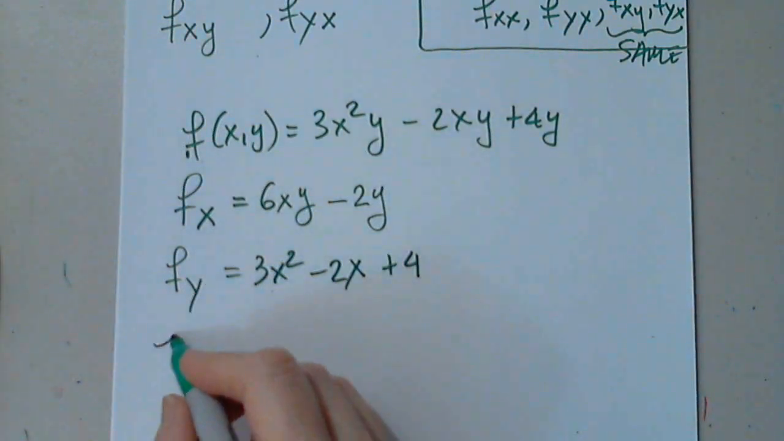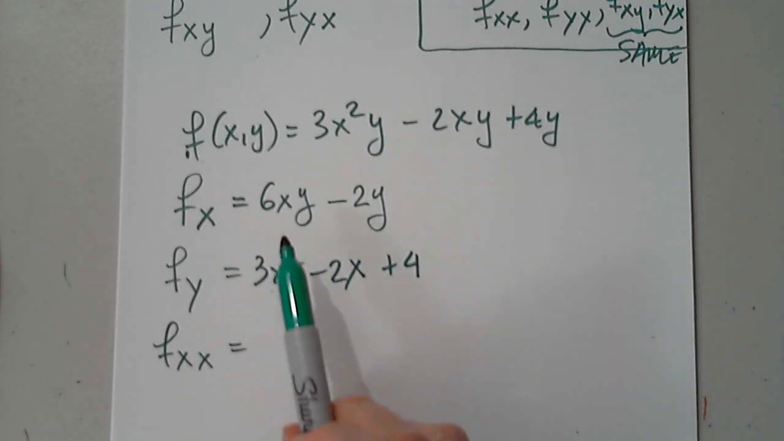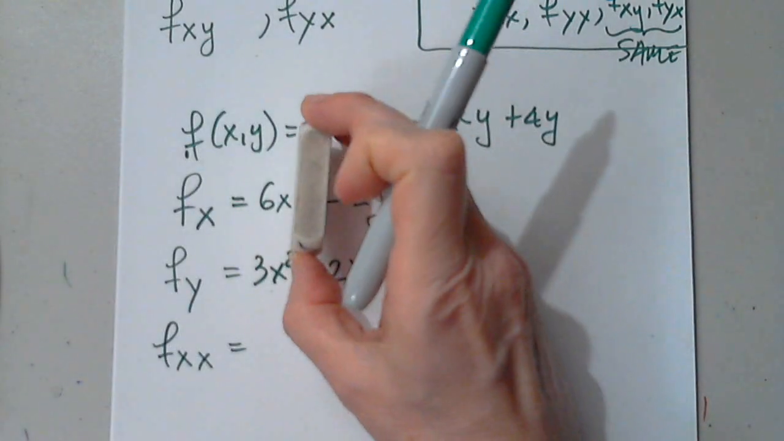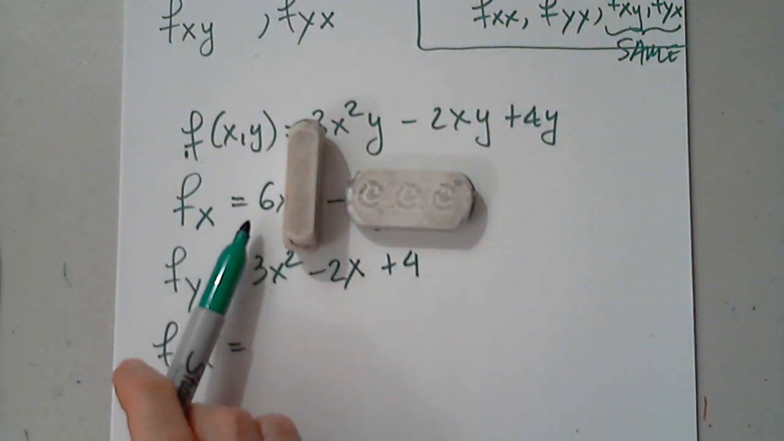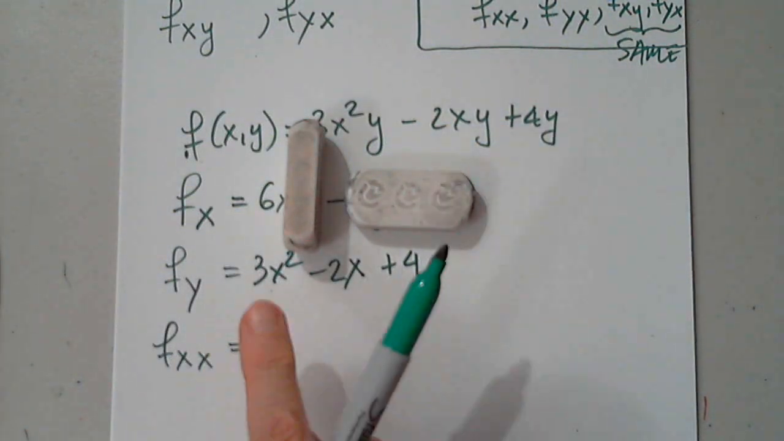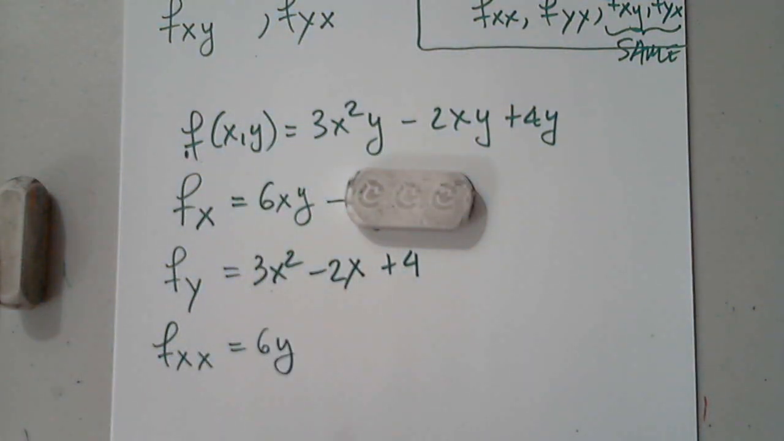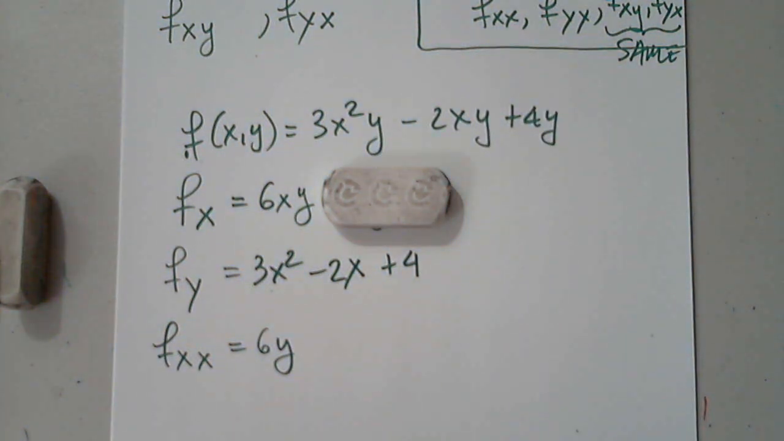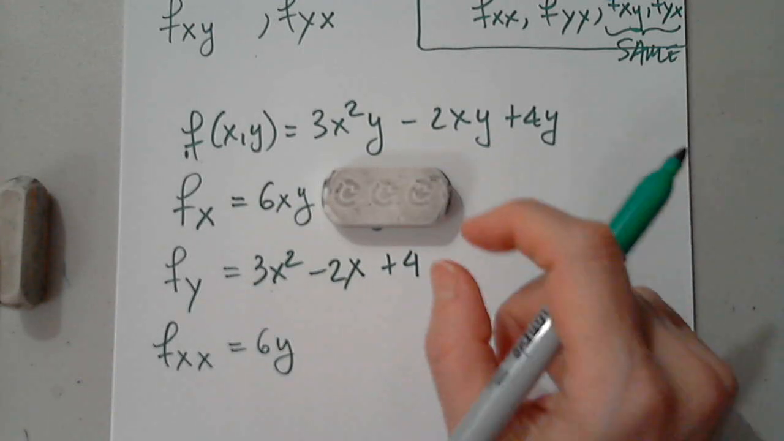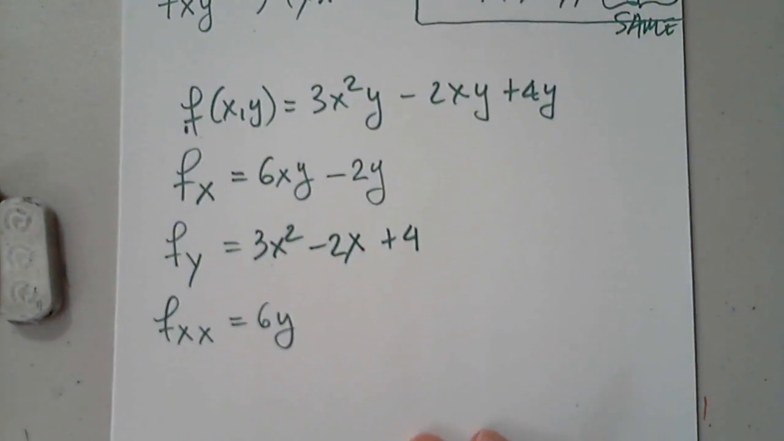Let's continue with fxx. So y is constant. When I differentiate 6x blah blah blah with respect to x, I get 6y. When I differentiate this with respect to x, what do I get? Nothing. That's the answer. Awesome.